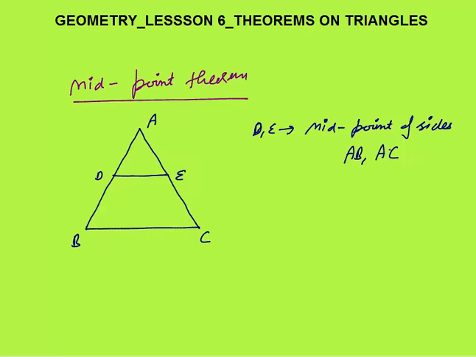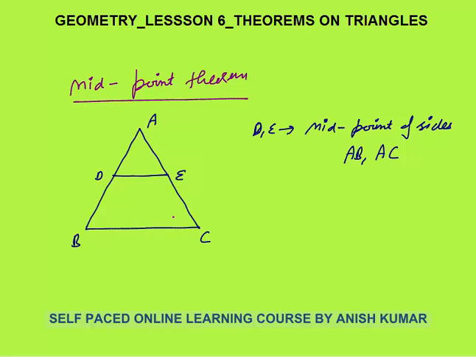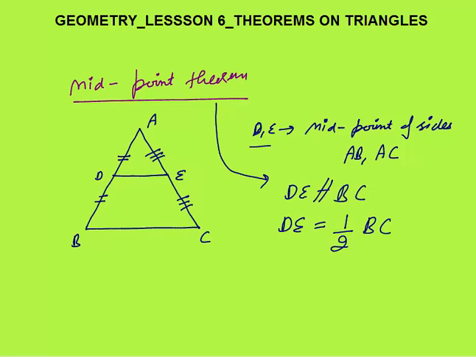Next is the midpoint theorem. This says that if ABC is a triangle and D and E are the midpoints of the sides, it means this side is equal to this side and this side is equal to this side. Then the midpoint theorem says that DE will be parallel to BC and DE will be half of BC.